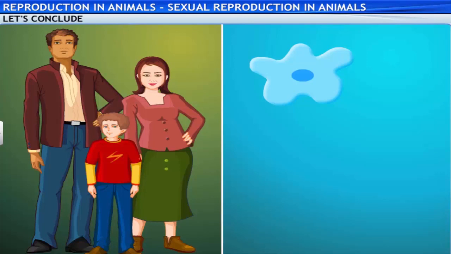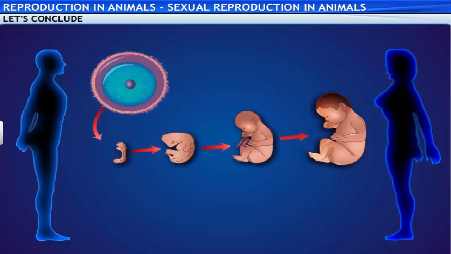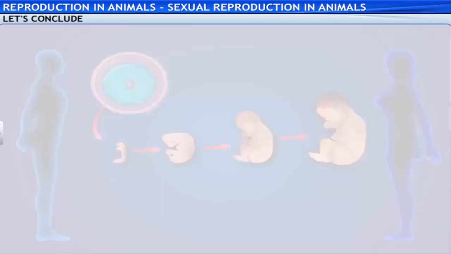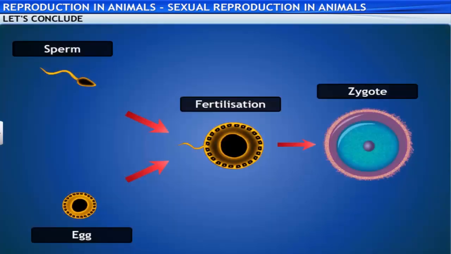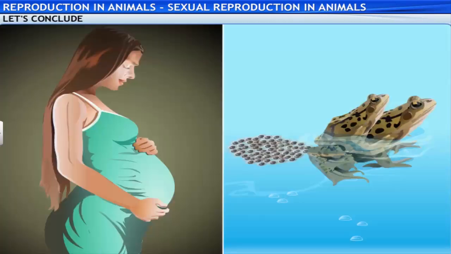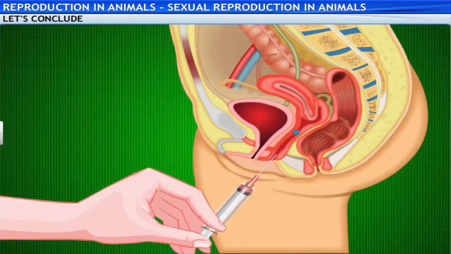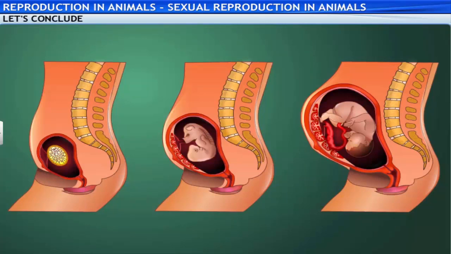Congratulations! You have completed the lesson on sexual reproduction in animals. In this lesson, you have learned to identify the different modes of reproduction in animals, define sexual reproduction, list the male and female reproductive organs, explain the process of fertilization, distinguish between internal and external fertilization, explain in vitro fertilization, and explain how an embryo develops. Hope you enjoyed this learning experience.